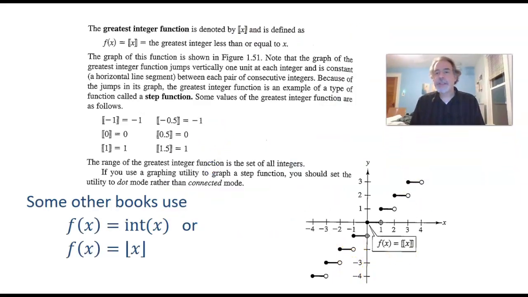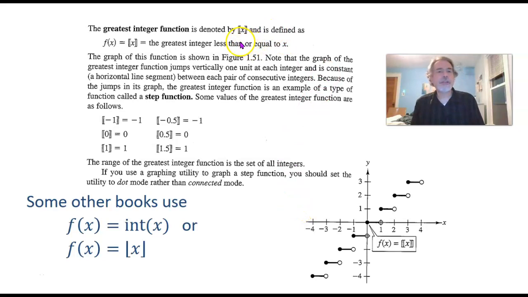And this is an example of what's sometimes called a step function, because the graph just looks like a series of steps. It goes along being constant for a while, and then all of a sudden it steps up to the next level, and then the next, and then the next.